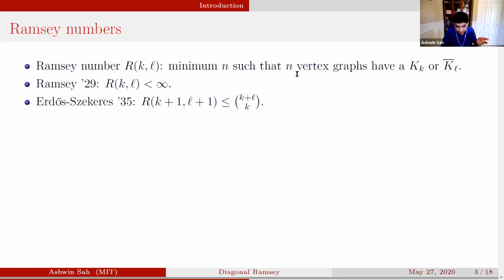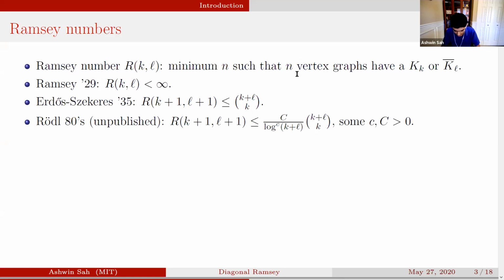Now, as for better bounds, one improvement that was found was due to Rödl in the 80s, and this is, as far as I know, unpublished. Basically it offers some small power of log improvement over this upper bound uniformly for all k and l. Although this is unpublished, I believe a weaker version of this, which saves maybe a log, is published due to Rödl in Surveys in Combinatorics or something of the sort. But the techniques used are very related to the techniques that we're going to be discussing today.